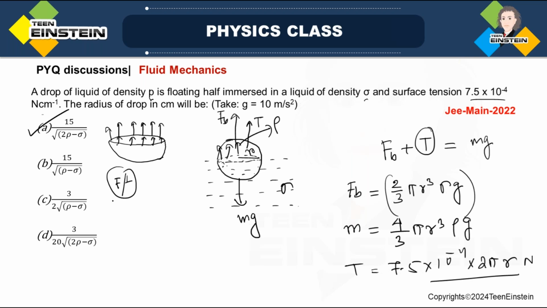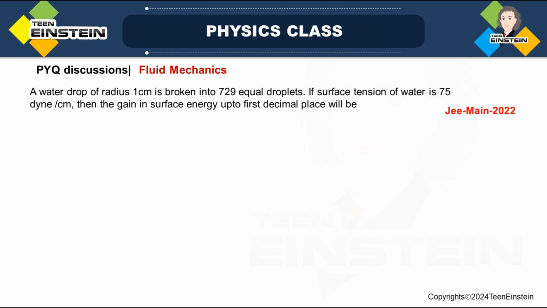Okay, let us go to the next problem. This problem is also from JEE Mains 2022. The question says a water drop of radius 1 centimeter is broken into 729 equal drops. If the surface tension of the water is given as 75 dyne per centimeter, then the gain in the surface energy up to first decimal will be.